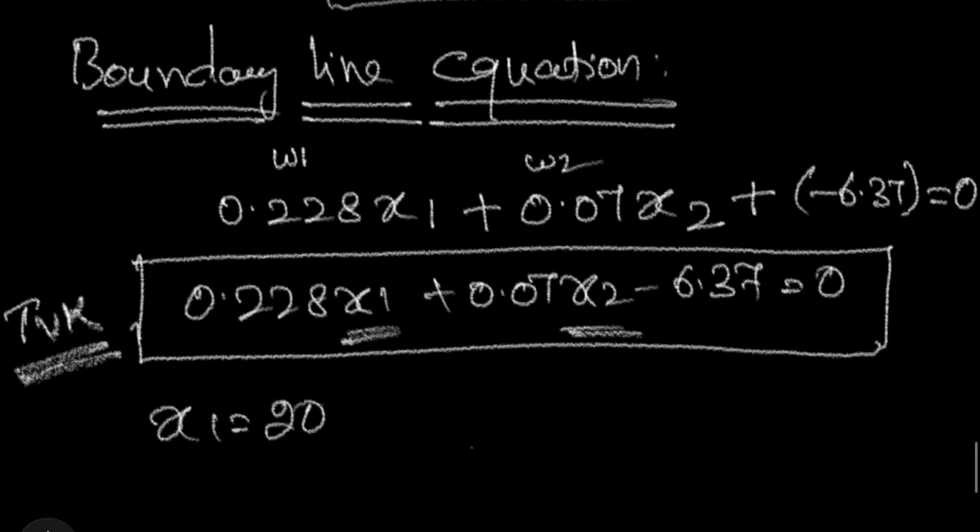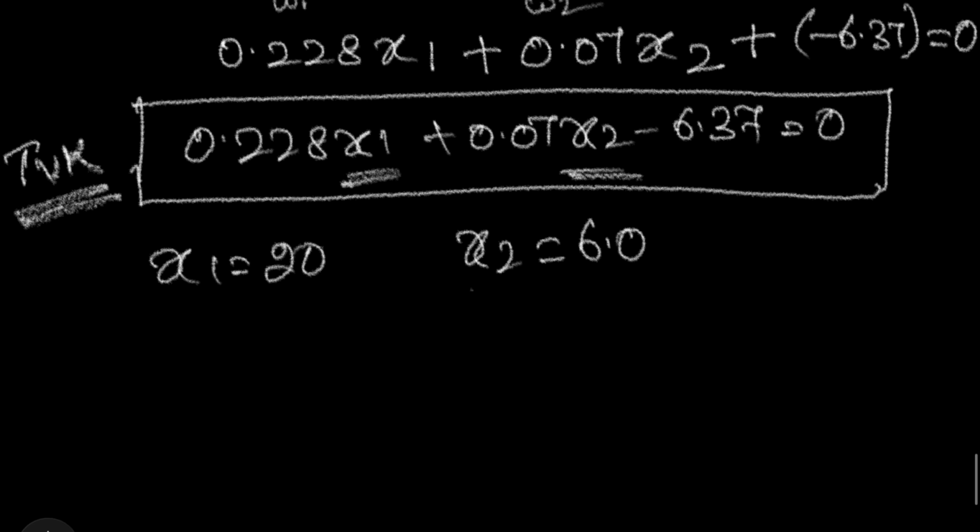20 and 6.0 are the two values given for the district Madurai. We have to find whether this Madurai with x1 and x2 value wins the election or not. Whether TVK wins in Madurai district or not. We can apply this value directly in the boundary equation.